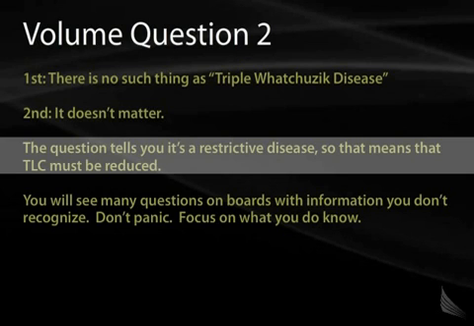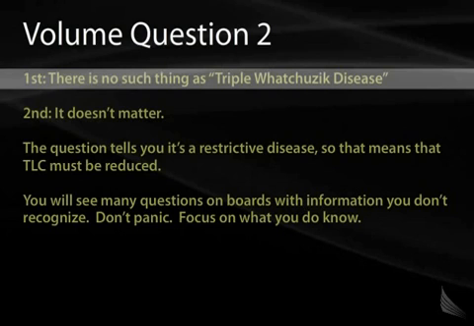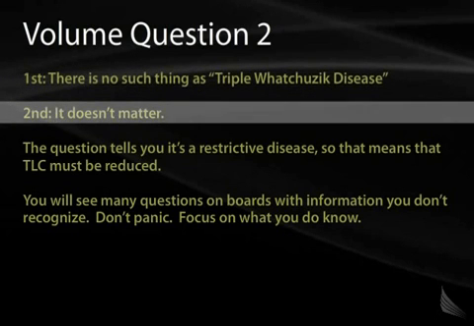But this question was not testing what triple Wojcicki disease was. This question was testing what pattern we would expect to see in pulmonary function testing in a patient with restrictive disease, of which triple Wojcicki disease is one. There's obviously no such thing as triple Wojcicki disease. But for example, if we replace triple Wojcicki disease with sarcoidosis or with another pulmonary disease that you may not have heard of, if you know that it's restrictive, you can predict what the pulmonary function test pattern will look like for that disease.